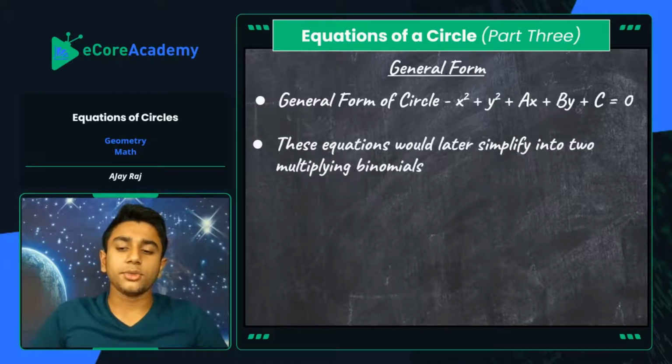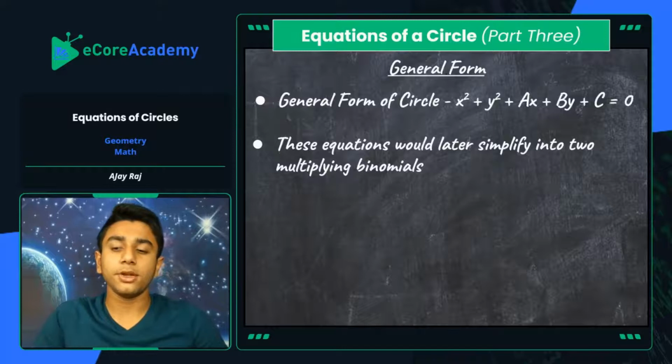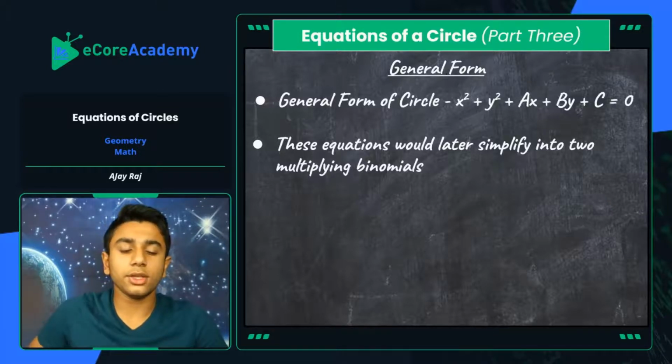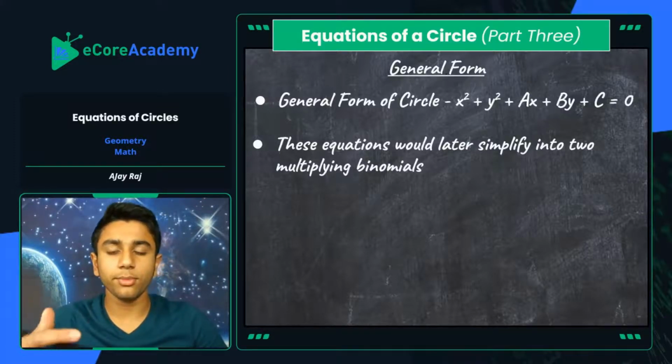So these equations would later simplify into two multiplying binomials. If you take a look at the equation that I had previously shown you with standard form, general form is basically just that equation factored out.